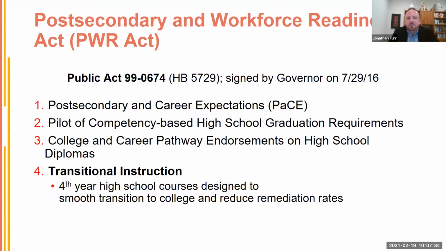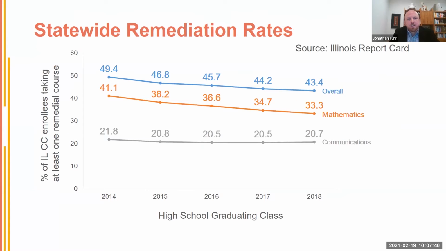And that's why there was emphasis within the law on transitional instruction, looking at these fourth-year high school courses that can help us smooth that transition to college and reduce remediation rates. And we've been able to see some of the impact of this overall focus from the state in looking to reduce remediation rates through data that we have available at the state level. So this is data taken from the Illinois report card through integrated data between ISBE and ICCB.